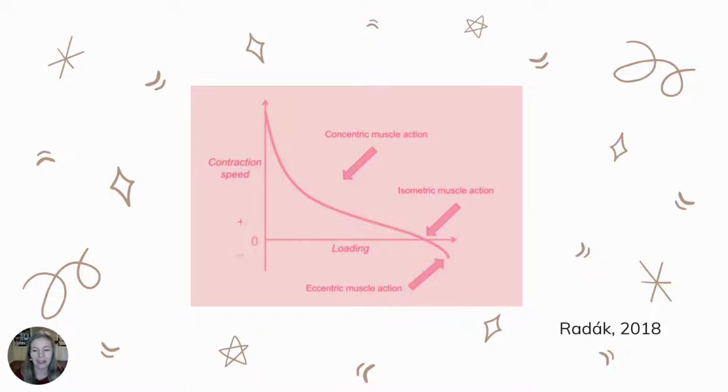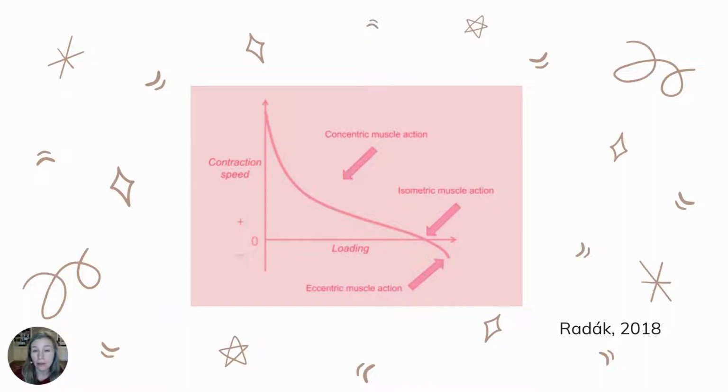This is also from Radek 2018. We're looking at 2 variables. So on the vertical axis, we're looking at the contraction speed of your muscle fibers. And on the horizontal, we're looking at what's written there as loading, but I'm going to keep calling it external load. So we have those 2 variables working together.